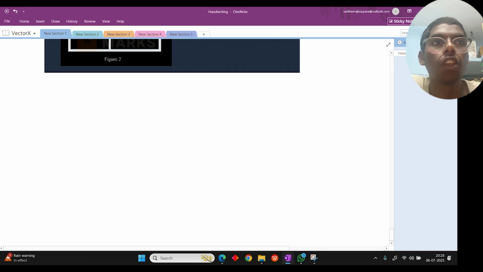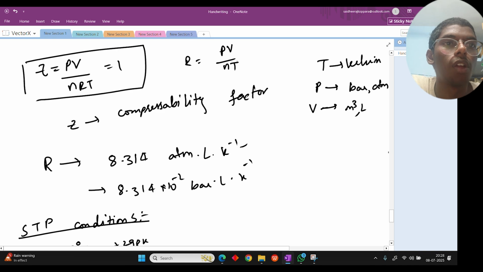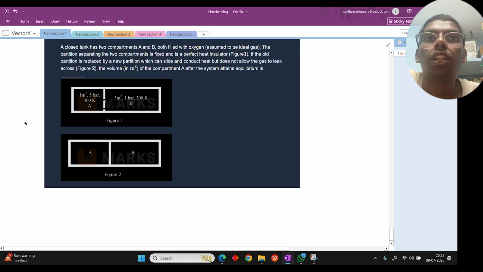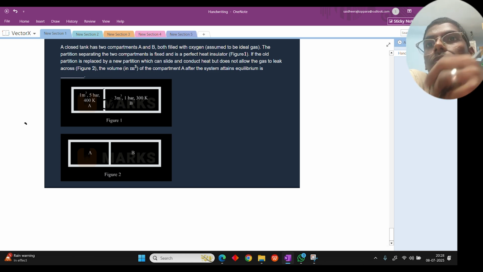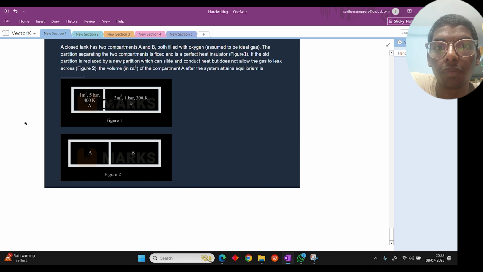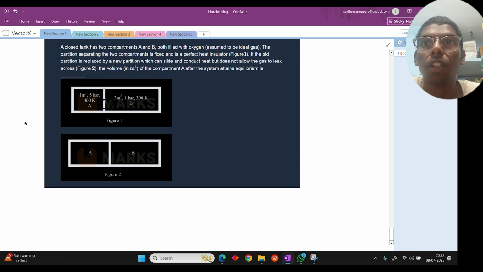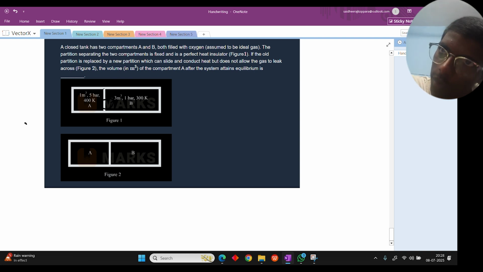So what can you say? It says that it now conducts heat, right? So you can say that it moves. Why does it move? Because of the pressure difference which we have here, and the temperature difference, because before it was a perfect heat insulator and now it's not. So it will move due to the pressure difference and due to the temperature difference.